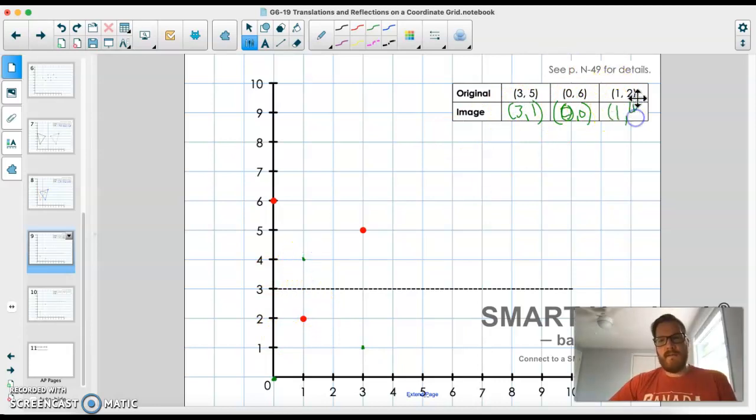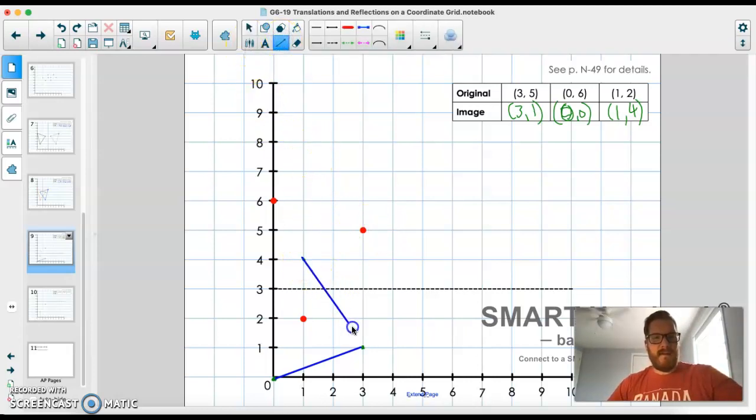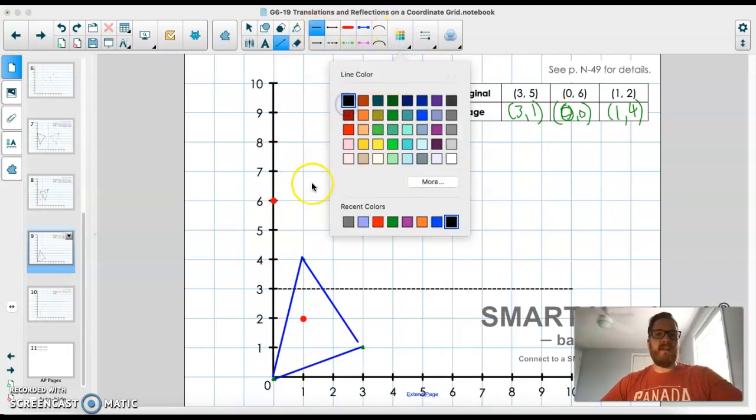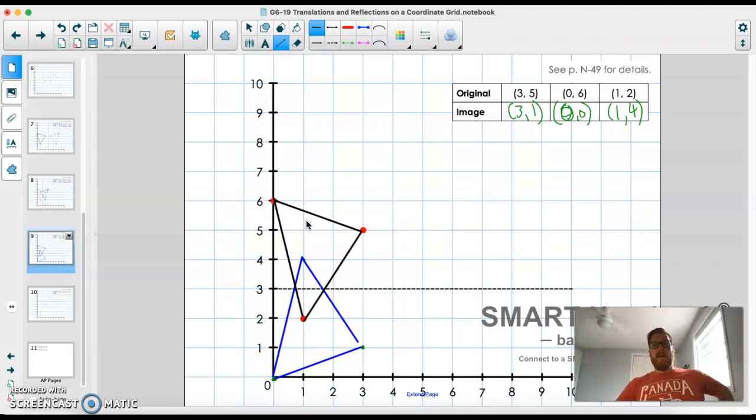And so what I want us to notice is that when there is a reflection in a horizontal line, I need this tool. So as I was saying, when there is a reflection in the horizontal line, then the first number stays the same. The second number is what gets changed. Okay, so that's only if there is a reflection in the horizontal line.